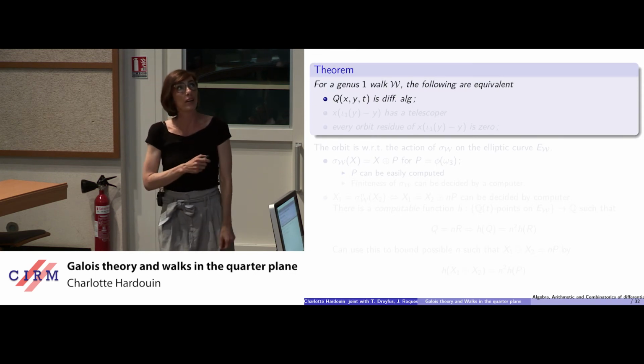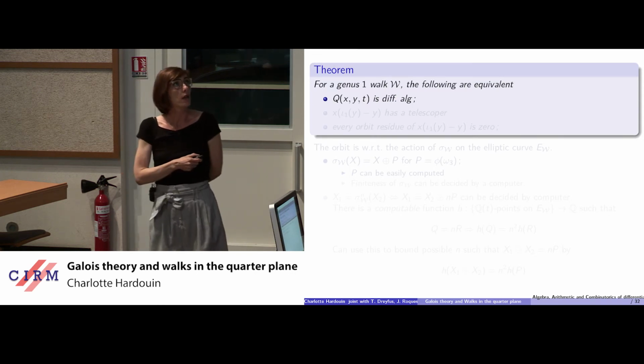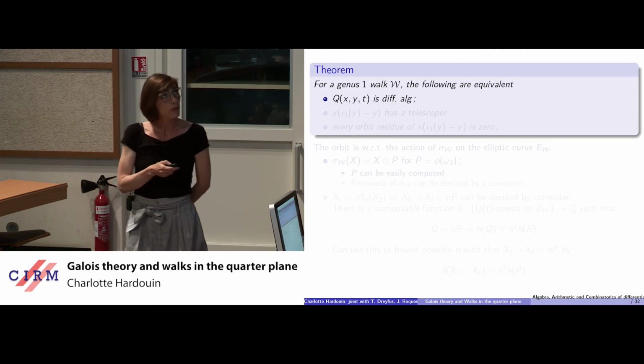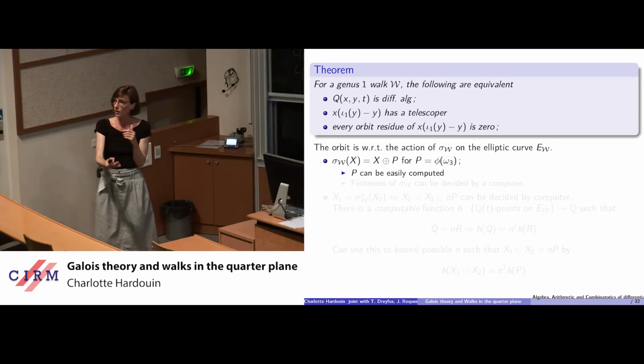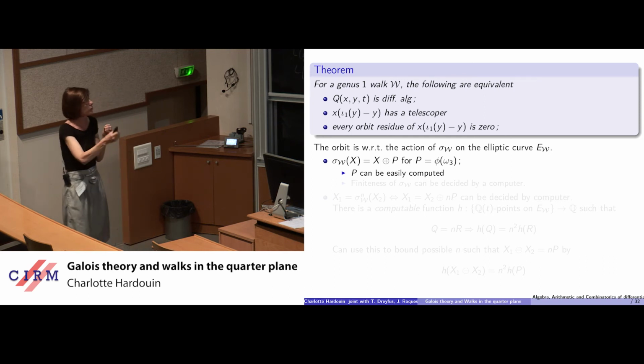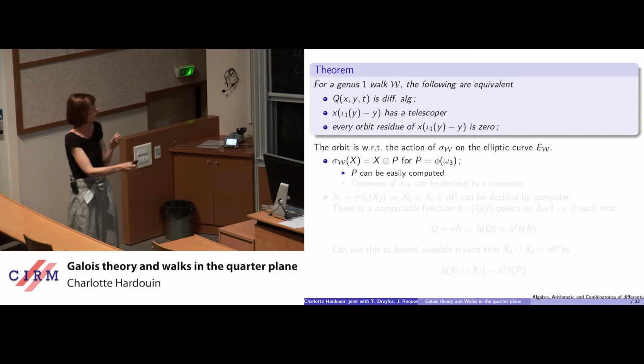Okay, in genus 1, in fact, the situation is much more tricky. So for genus 1 walk, the following are equivalent. The function is differentially algebraic. This elliptic function has a telescoper, and every orbit residue of your elliptic function is 0. So the definition of the orbit residue is a bit complicated. I won't detail it, but it's the same spirit as in genus 0. But this time, the orbit is with respect to the addition by a prescribed point on the elliptic curve.